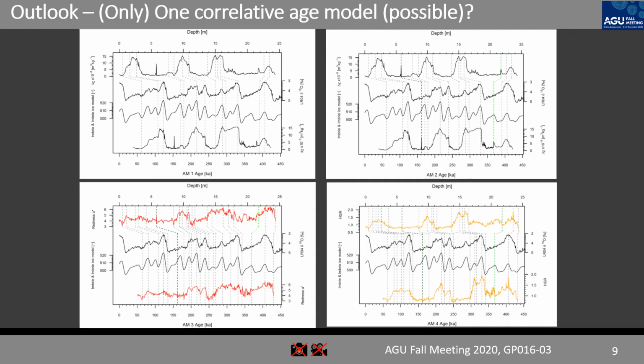On the lower 2 graphs, you can see the age model 3 based on the correlation of the redness to the Imbrie-Imbrie stack and to the Lisiecki-Raymo stack. And on the right side, you can see the same, but based on the parameter of the hematite-goethite ratio.